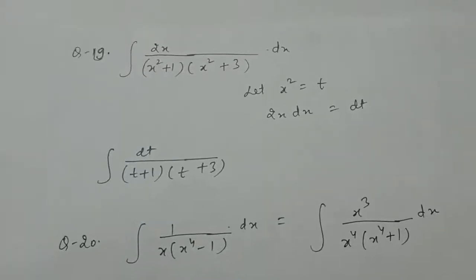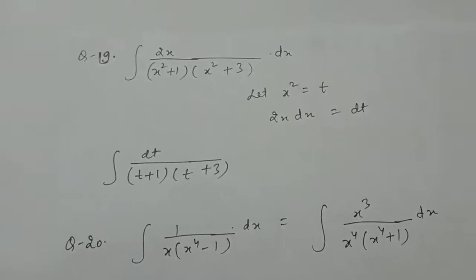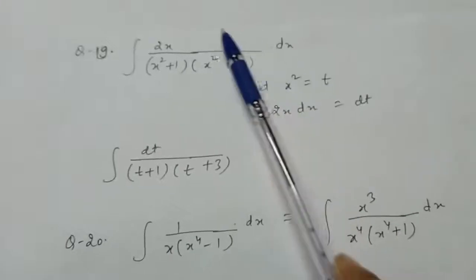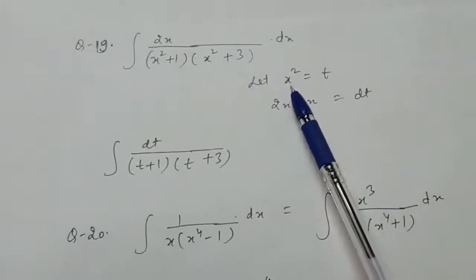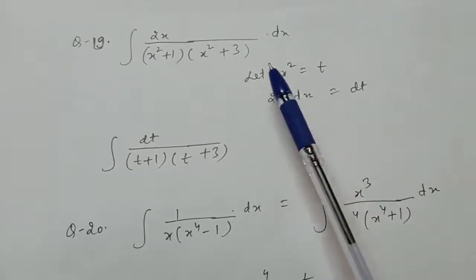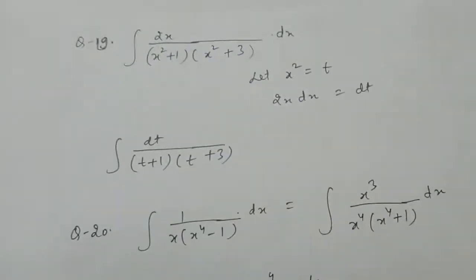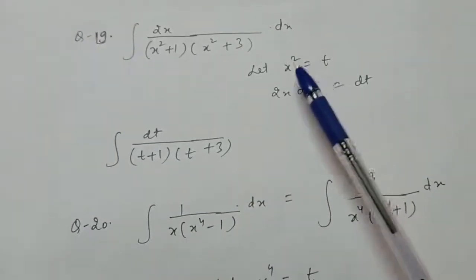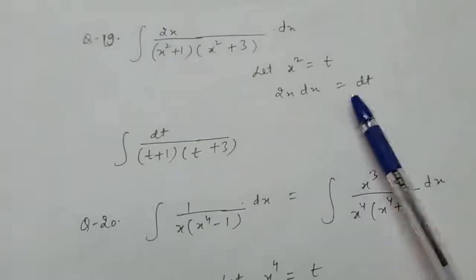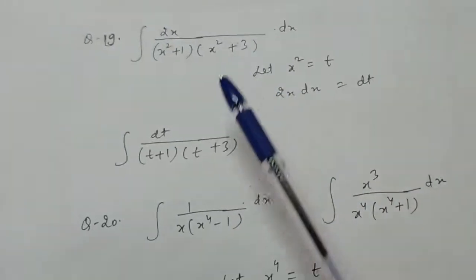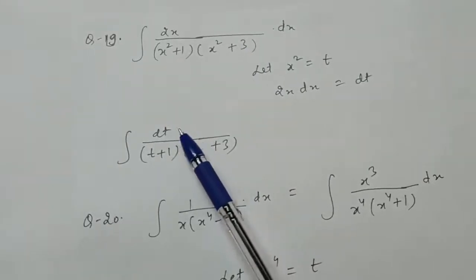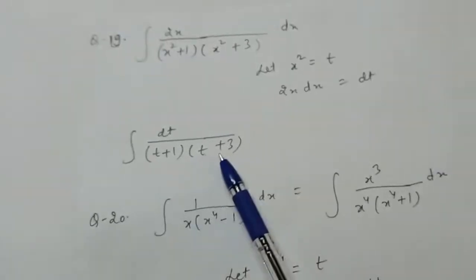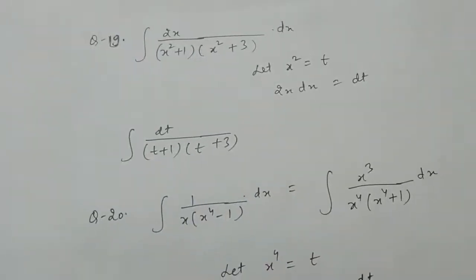Now question number 19 is integral of 2x upon (x square plus 1) into (x square plus 3) dx, right? Now see, to solve this function we will first let x square as equal to t, but also we can see that 2x exists in the numerator. Therefore we will do the substitution, derivate both the sides, then you will get 2x into dx equal to dt. Now this integral will become, in place of 2x dx dt, and in place of this (t plus 1) into (t plus 3). Now you know how to solve this by partial fraction, right?